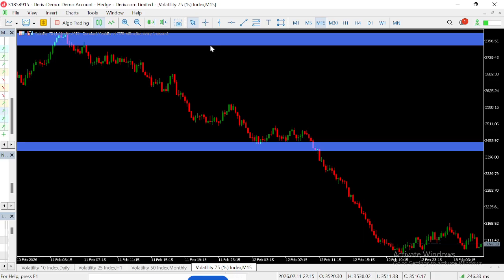Let's see what it did. Okay, can you see it? It closed, dropped, rejected, and closed again, and that was the reason it gave a massive drop.